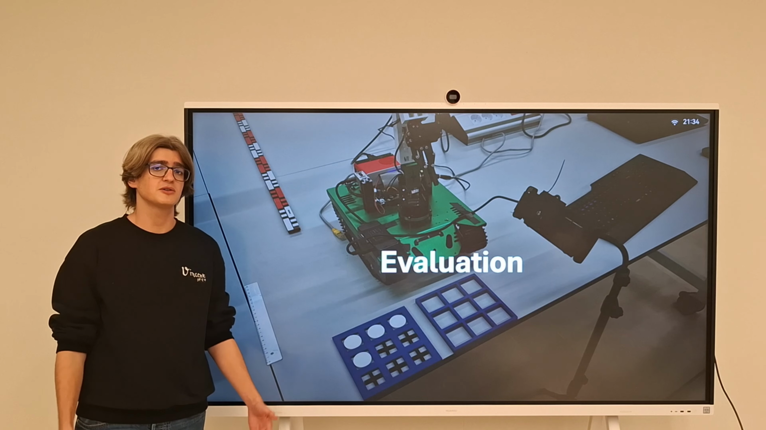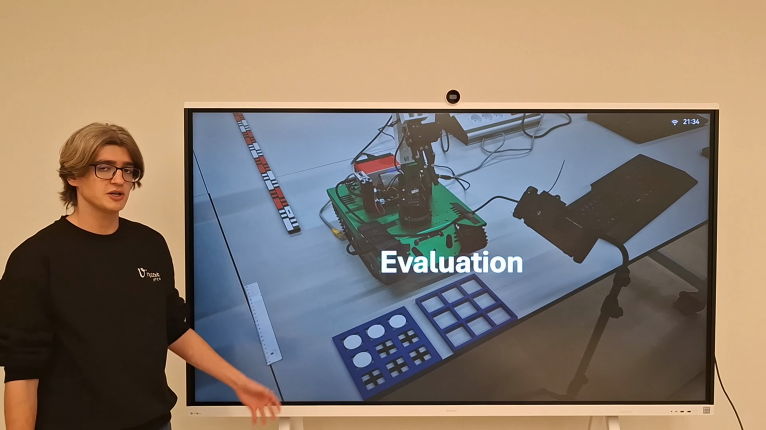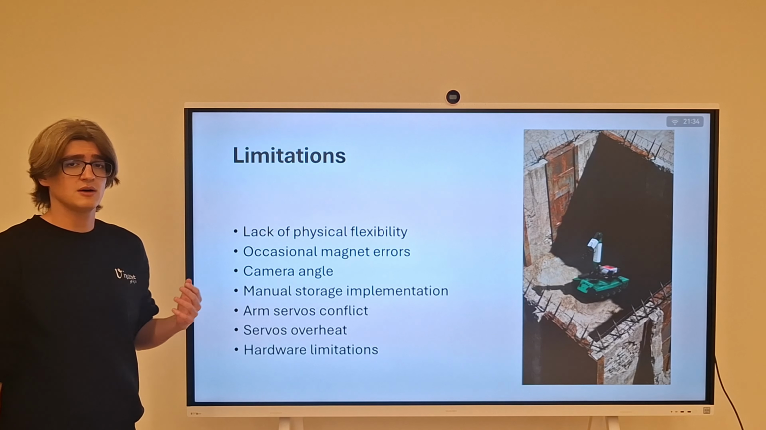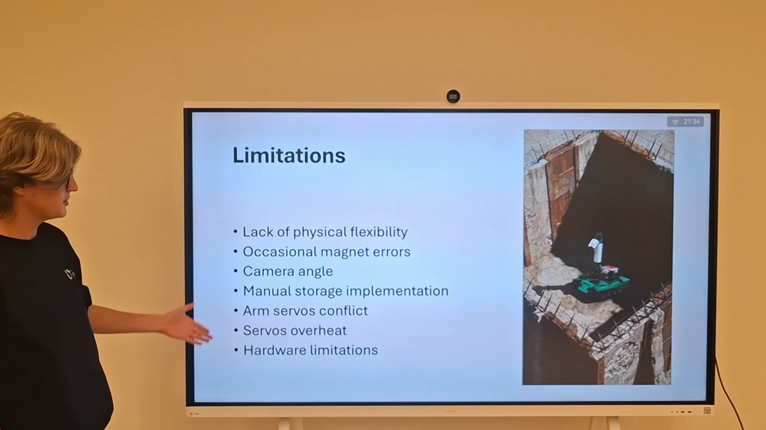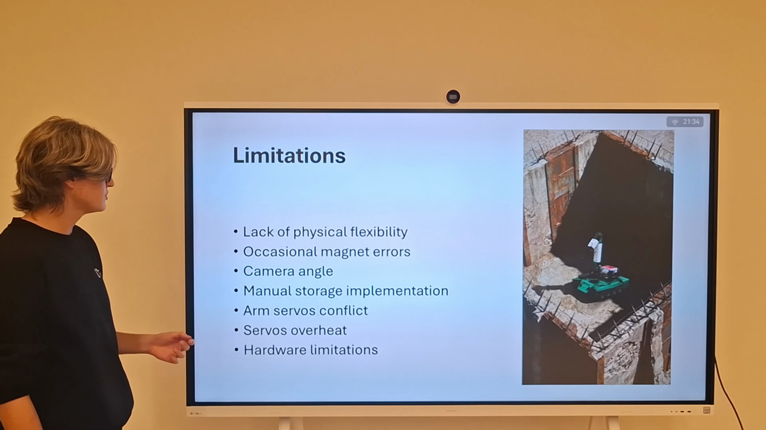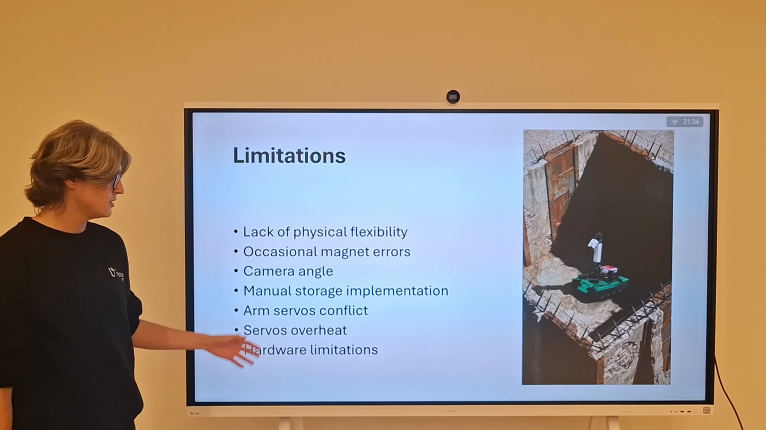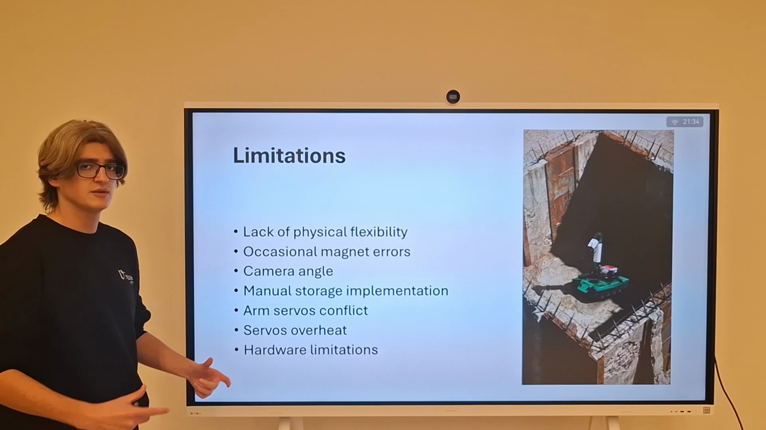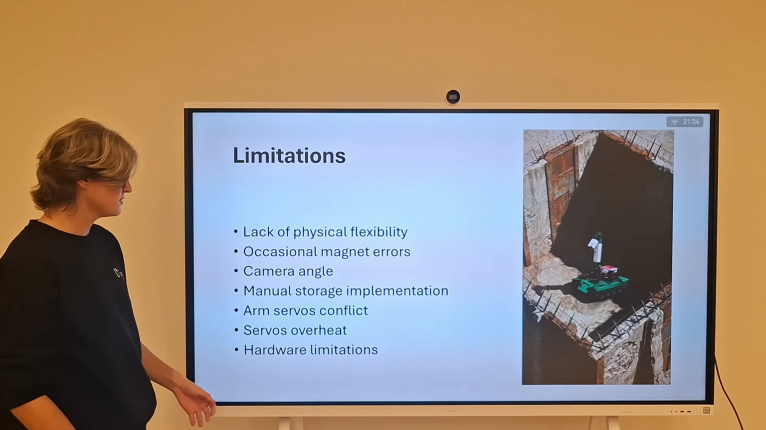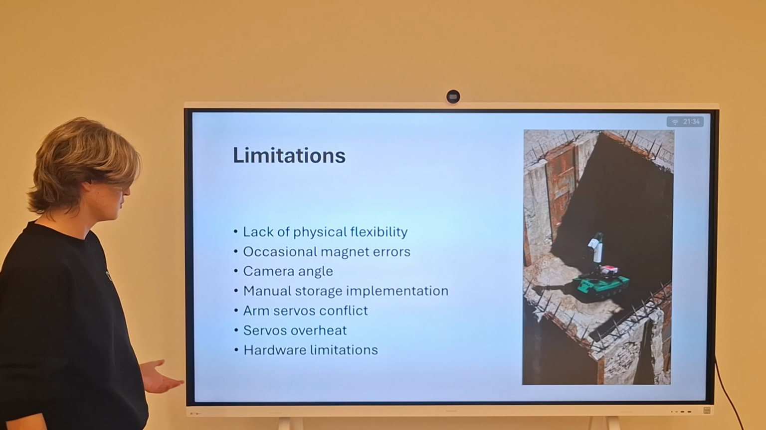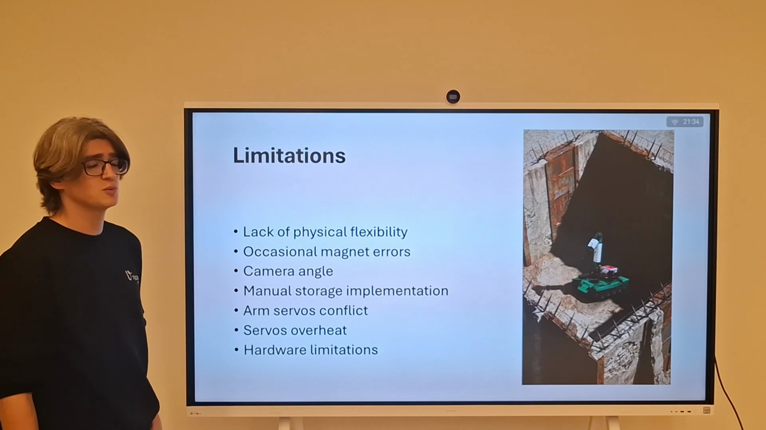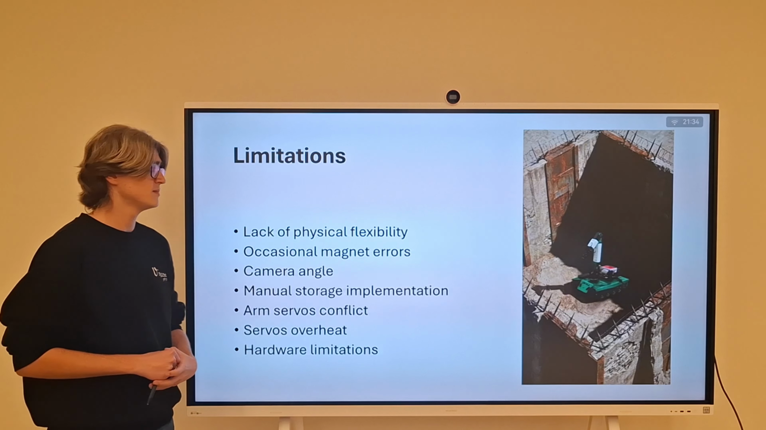Today we're coming back with a new presentation on evaluation metrics this time. We'll discuss all the limitations that we have. Here's all of them: the flexibility of the robot, manual errors, the angle of the camera and how it retrieves the data, the manual storage implementation, the fact that storage is glued to one place, and some of the problems with arms and hardware of our system.